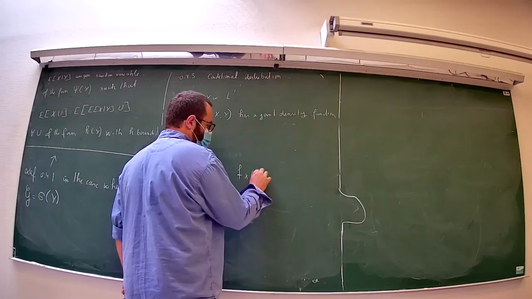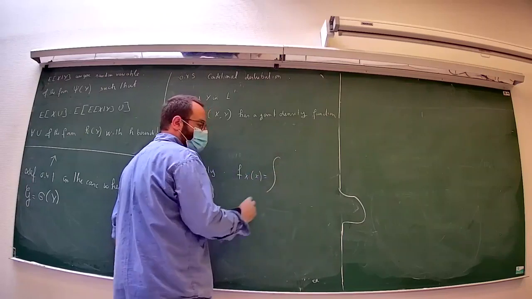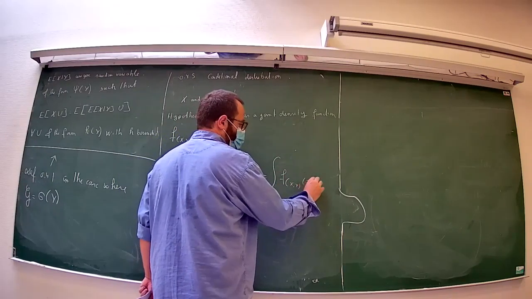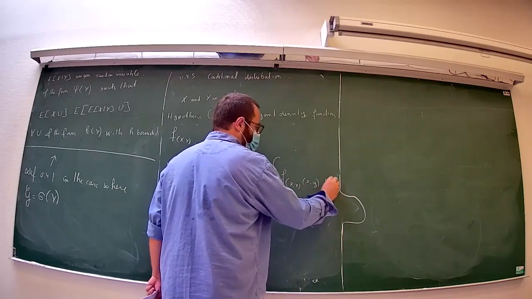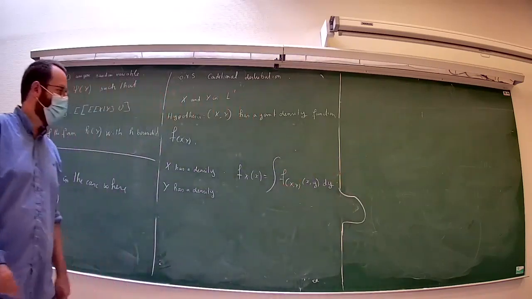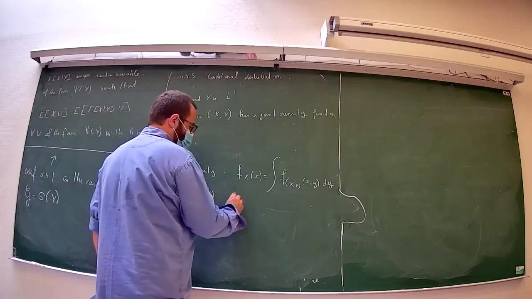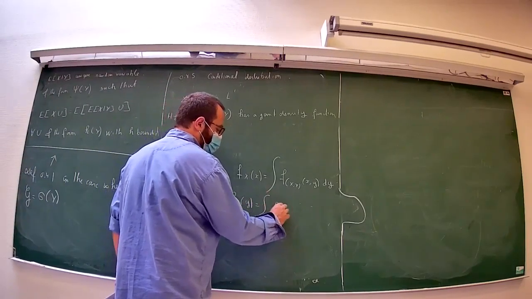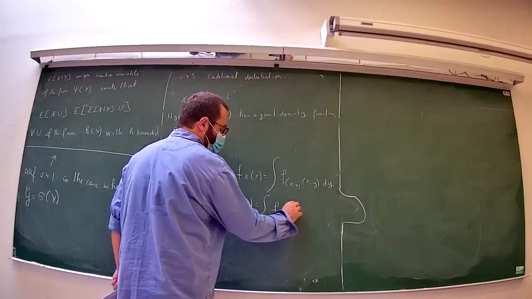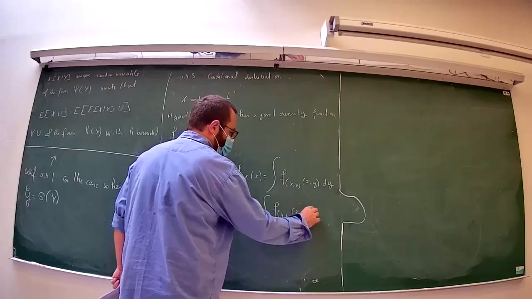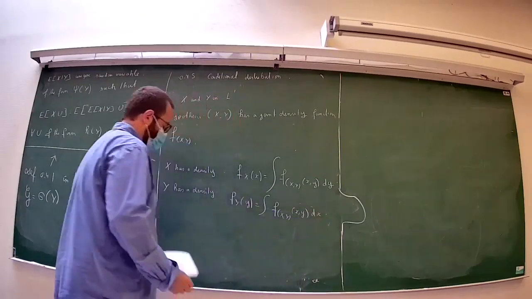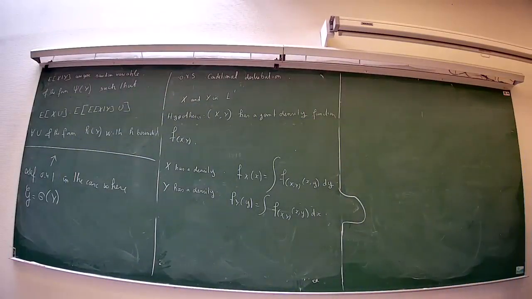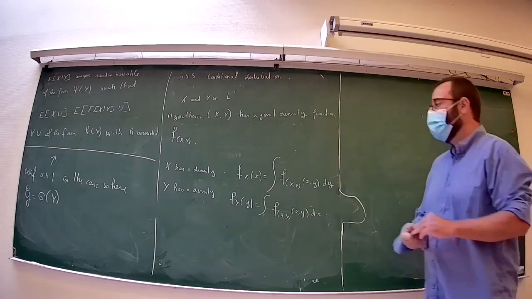F_X of small x is just the partial integral of the joint density with respect to y. And the density of y is just the partial integral of the joint density with respect to x.